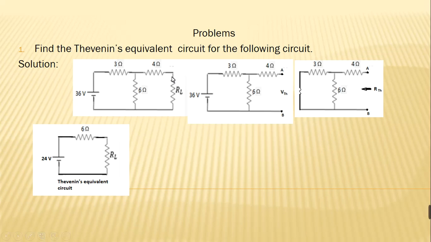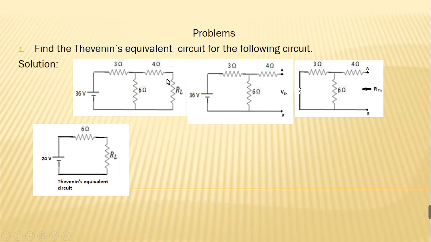First, to begin with, we have to disconnect the load resistance. The second point, we have to determine an open circuit voltage, known as Thevenin voltage, across the terminals A and B. In the third step, we have to replace this voltage source with its internal resistance. Then we have to determine the Thevenin resistance between the terminals A and B. Finally, after getting V Thevenin and R Thevenin, we have to construct an equivalent circuit.